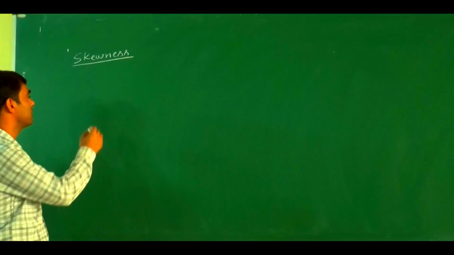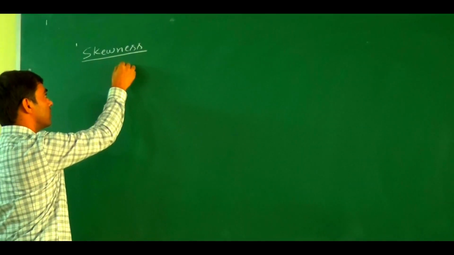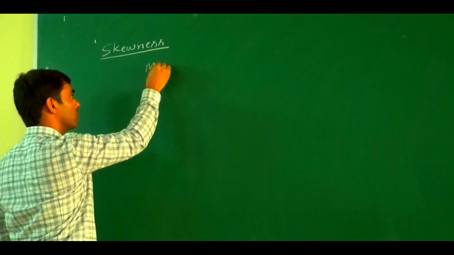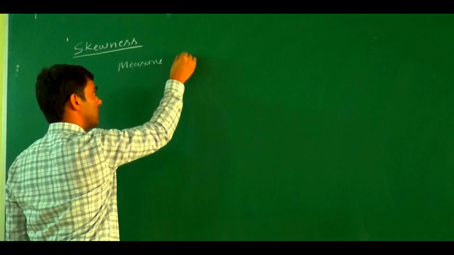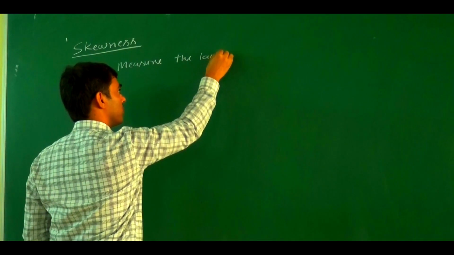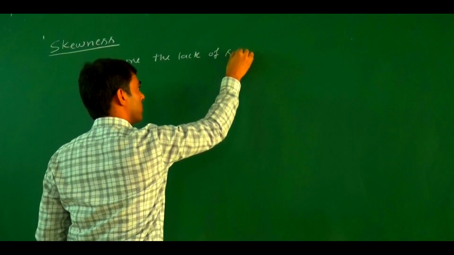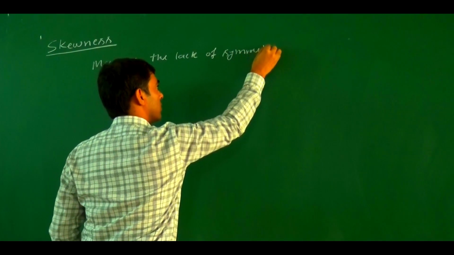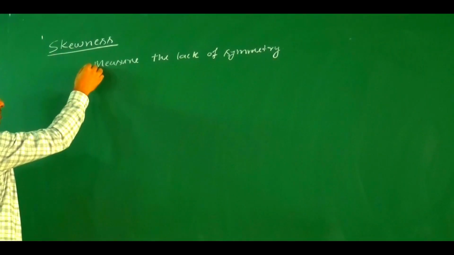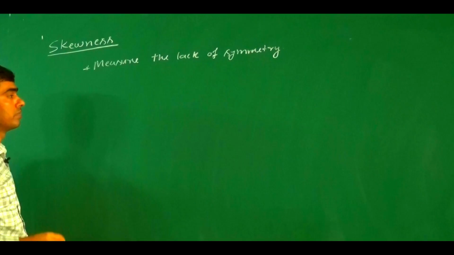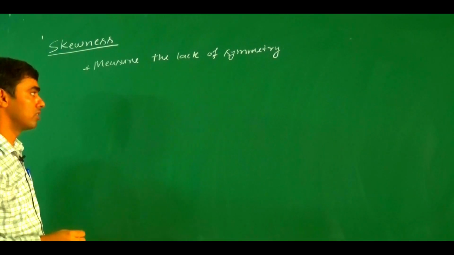So, if we formally define it, skewness measures the lack of symmetry of given data. How do we measure the lack of symmetry? What is the meaning of this?